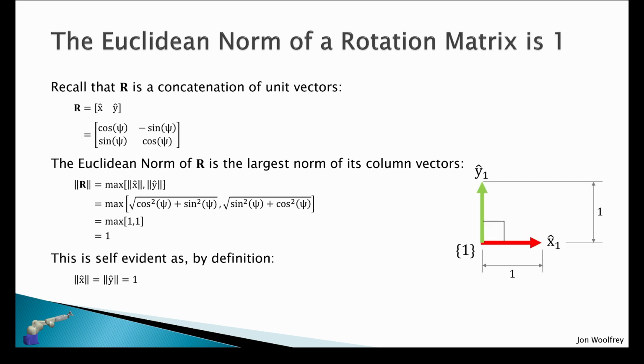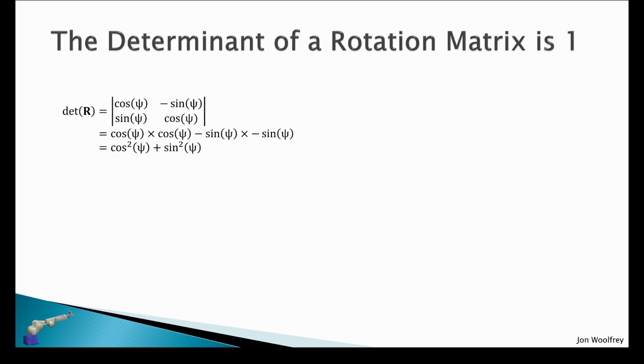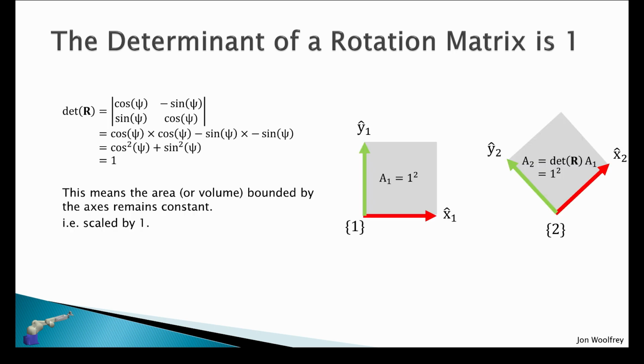And again, this is self-evident, as by definition, we said that these axes are unit vectors with a magnitude of 1. So the determinant of a rotation matrix is 1. So we take the determinant of R, which gives us cos psi by cos psi minus sine psi times negative sine psi, which is just cos squared psi plus sine squared psi, which we know is 1. And so the interpretation of this is that the area or volume bounded by the axes remains constant. So here you see frame 1 and frame 2 rotated, and the vectors containing the area remain the same size. So the area or volume within these remains the same. So the determinant of 1 means that the area is scaled by 1.